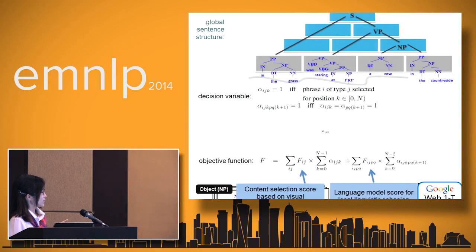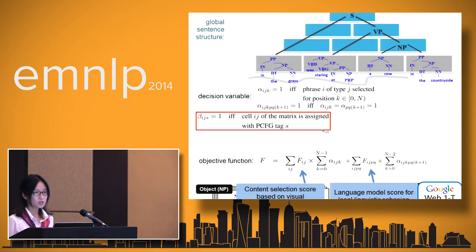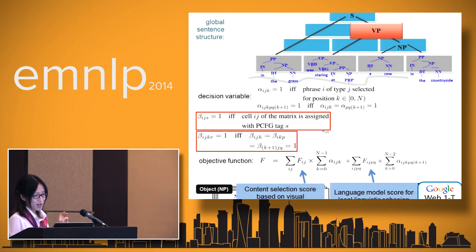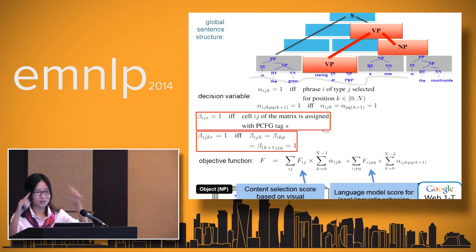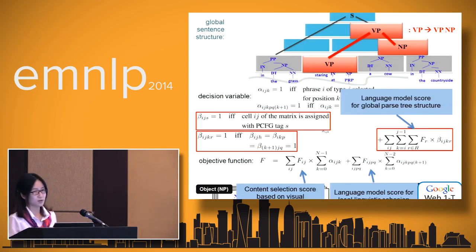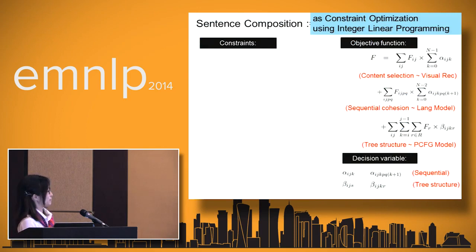To do that, we need to introduce an additional variable. So this one, the beta, is for assigning a non-terminal node in one of these tree cells that we are considering. And once we have that, we can also introduce this trinary variable that encodes whether a particular production rule has been used. And then we can also add a third term to the objective function that rewards this global parse tree structure. So as a quick recap, at a high level, we have three different terms in the objective function: content selection, which has something to do with the visual recognition score, then sequential cohesion, which has something to do with the n-gram-based language model, and then tree structure, which comes from the PCFG model.